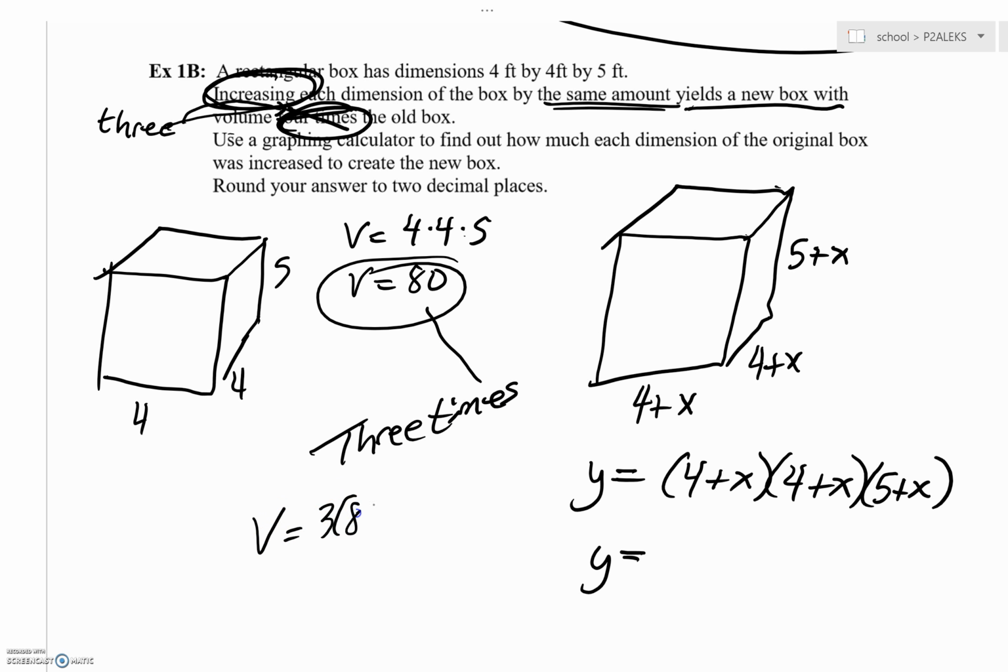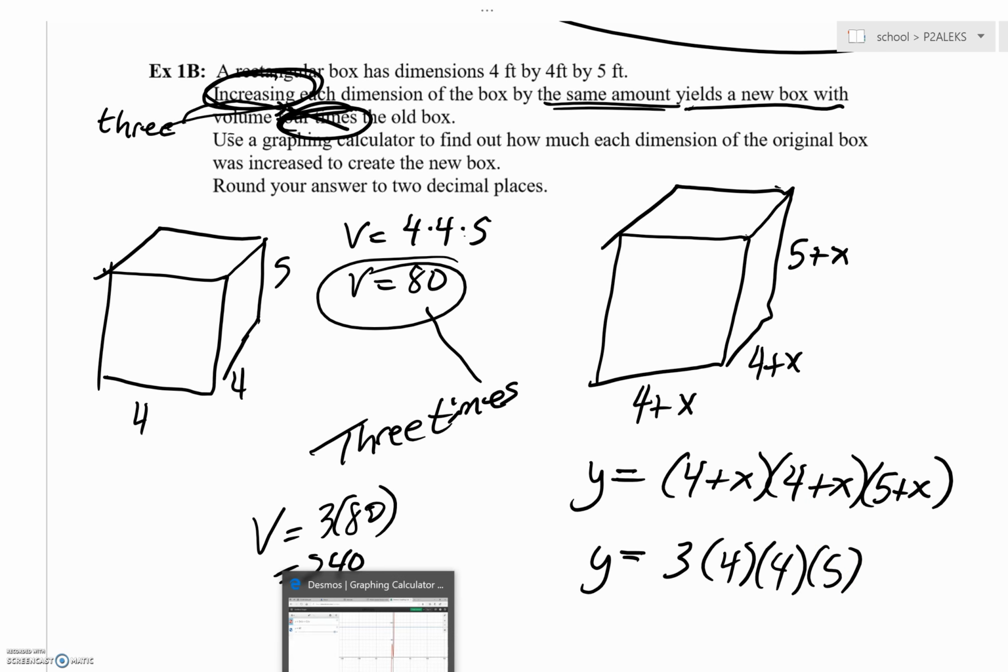240. Now here's the real cool thing. You could write y equals 240, or you could just go, you don't even have to multiply any of that out. You'd say, look, my old volume was 4 times 4 times 5. I know that this new volume is just 3 times that, and I could just put that in. At this point, guys, you just have to get this typed into your Desmos.